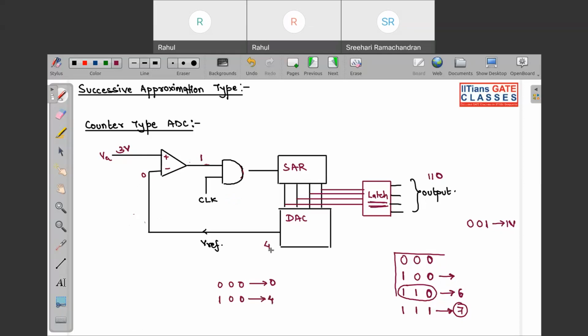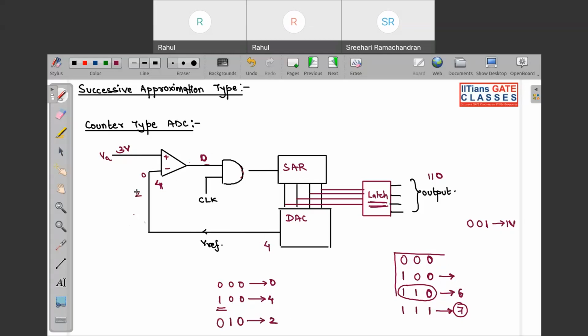When this is 4, this 4 will come over here, and you can see this is 3 volt and this is 4. So immediately this is going to be 0. And if this is 0, your SAR immediately knows that what we have chosen is wrong. So in the next clock cycle it will reset this to 0, and the next bit will be set to 1 in the very next clock pulse. So this corresponds to 2.